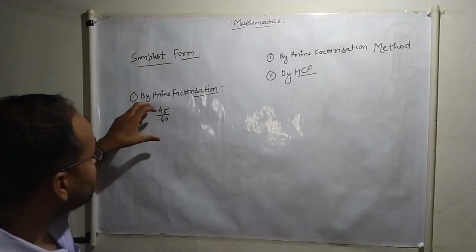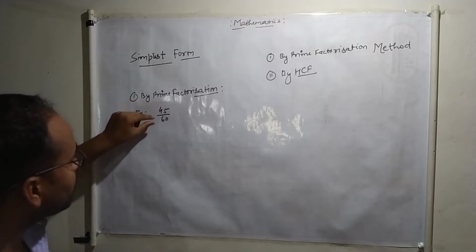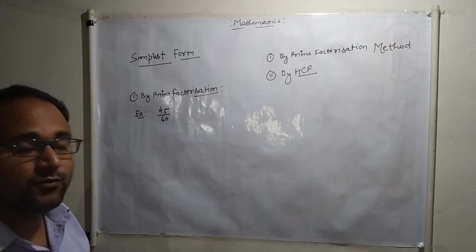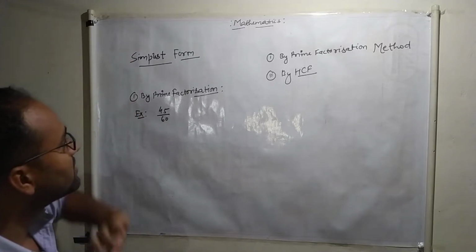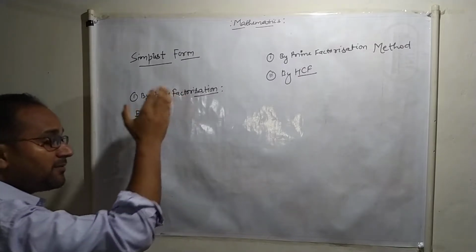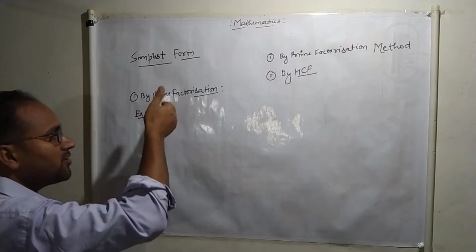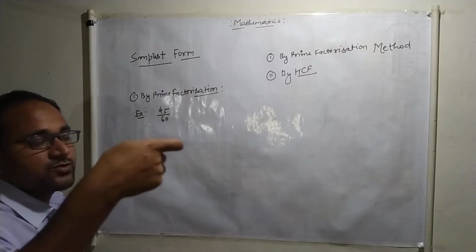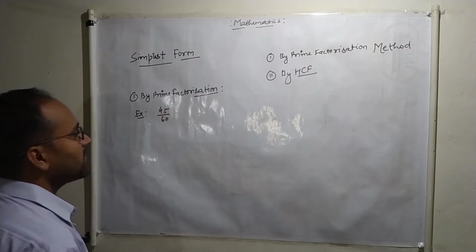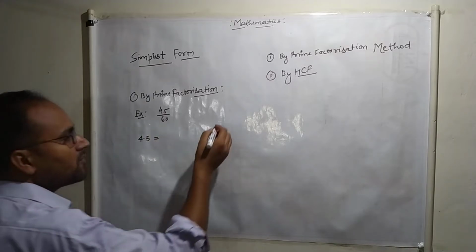So how do you know whether it is in simplest form or not? If the numerator and denominator have a common factor other than 1, then they are not in simplest form. If they have only 1 as a common factor, then they are said to be in simplest form. So I'm going to check that by the prime factorization method, finding the prime factors of 45.